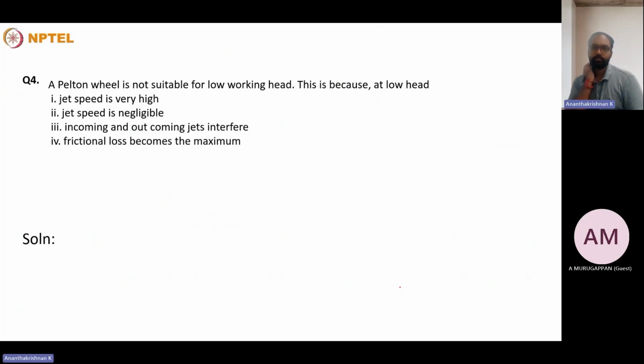Look into the fourth problem. A Pelton wheel is not suitable for low working head. This is because at low head, jet speed is very high, jet speed is negligible, incoming and outgoing jets interfere, friction loss becomes the maximum.